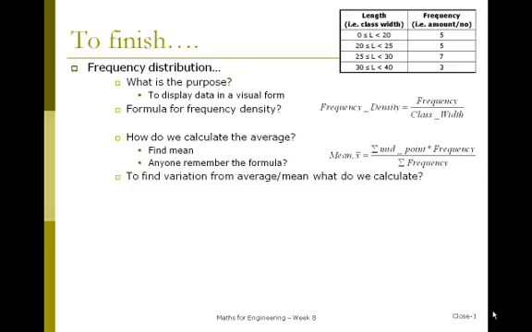So to find the variation from the mean or the average, can you remember what the term is that we calculate? We calculate the standard deviation. So the standard deviation is given by the formula sigma is equal to the square root of the sum of the frequency of the midpoint minus the mean squared divided by the sum of the frequencies.